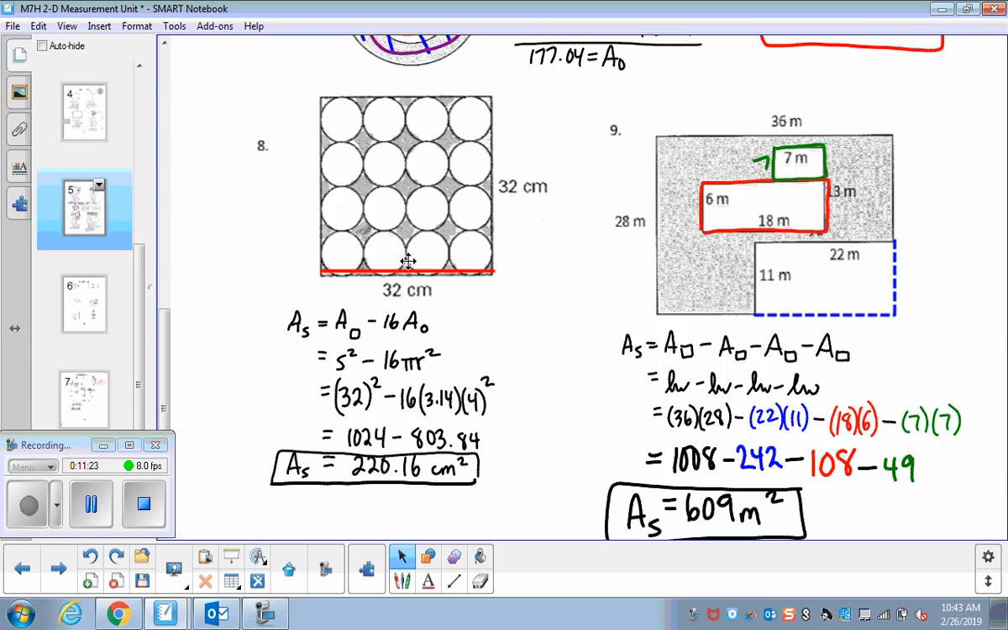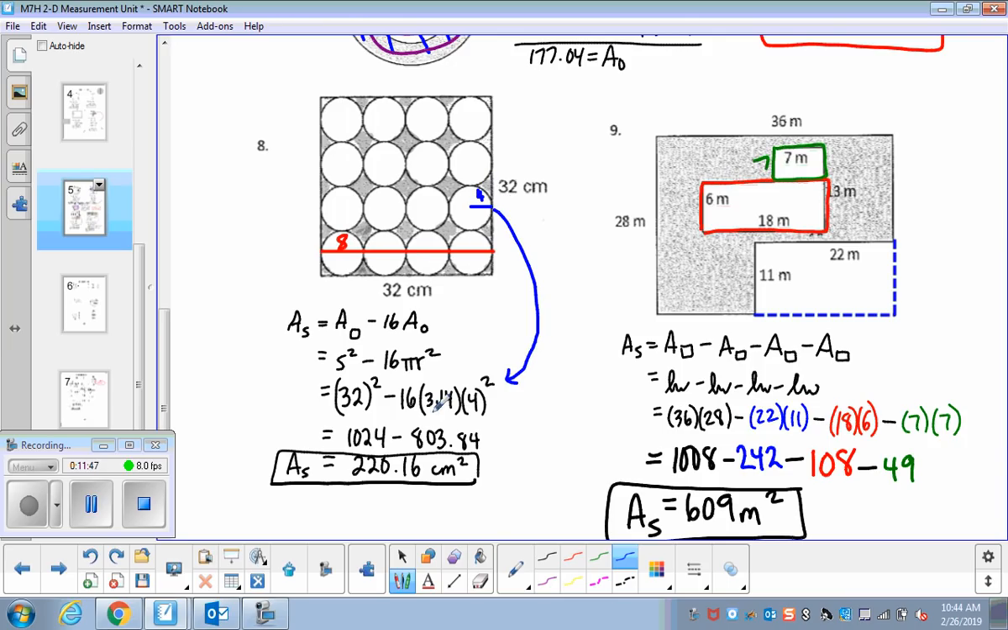I'm going to move this red line up to help you see that across one of the circles would be 8. 8 times 1, 2, 3, 4 would be the entire 32 across. That allows me to determine that if I'm trying to find the area of just one of these circles, the radius would be a 4.